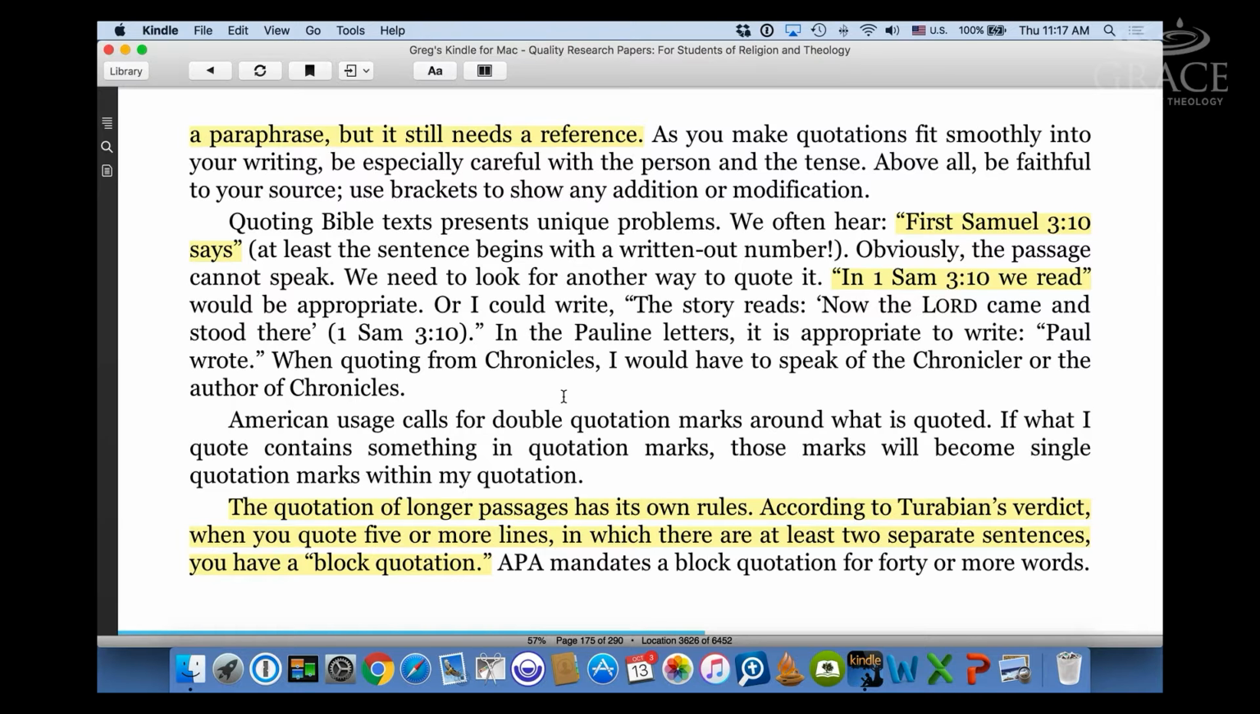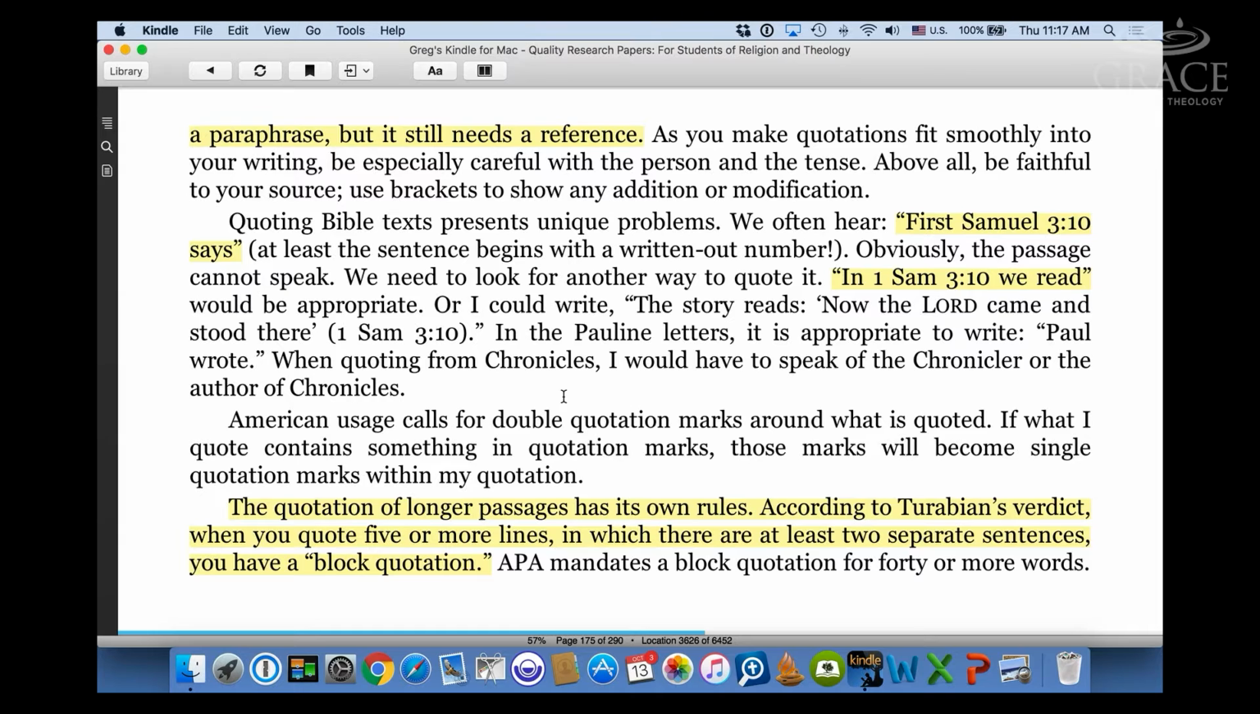But notice the first thing there, the first example. 1 Samuel 3:10 says. Notice that first is not the numeral 1. It's spelled out. You never begin a sentence with a number. You want to make it a word. So that's why that's like that. You have to spell out the word first.